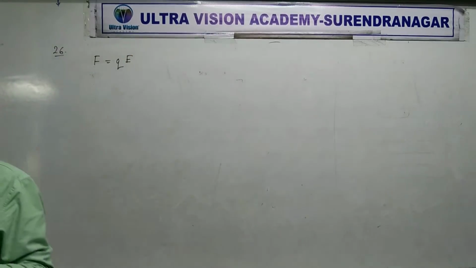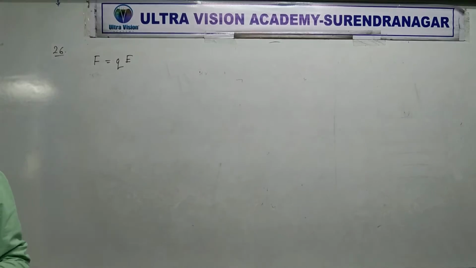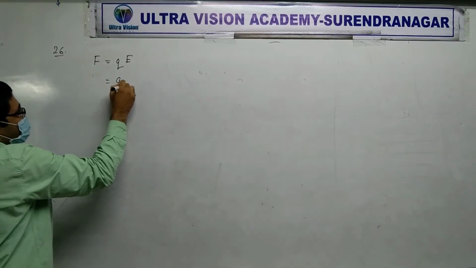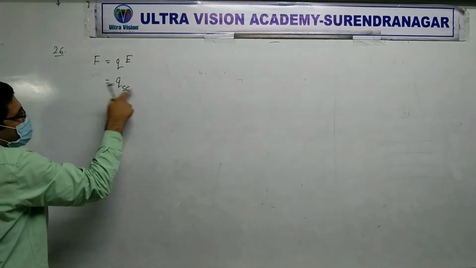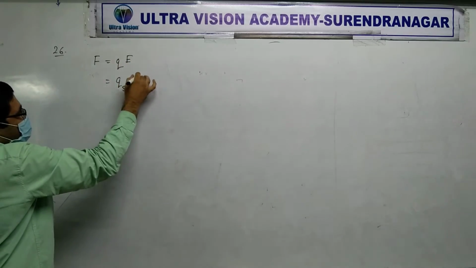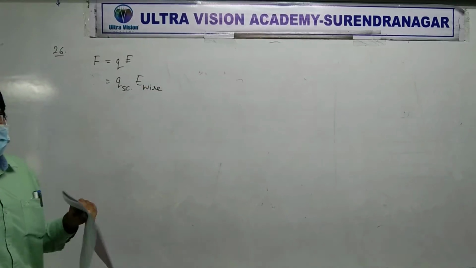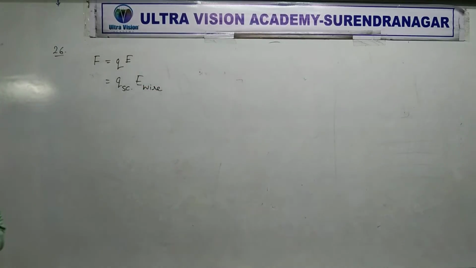So we will allow the line charge to create an electric field. Can't happen in the formula. So we'll say that force will act on the semicircle, SC for semicircle, and the electric field will be created by the wire. Did you understand this? Yes or no? Yes. Sure. But there are further problems.